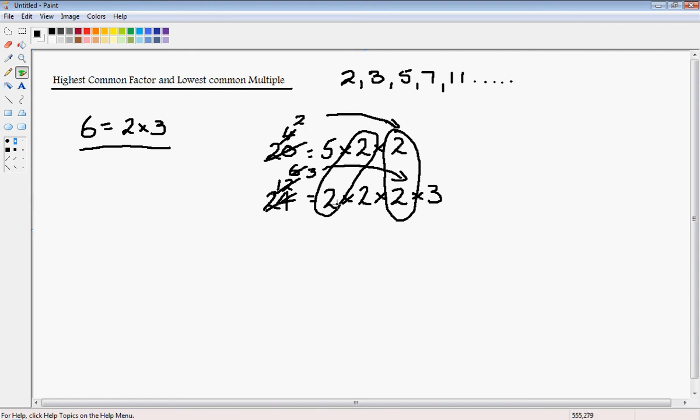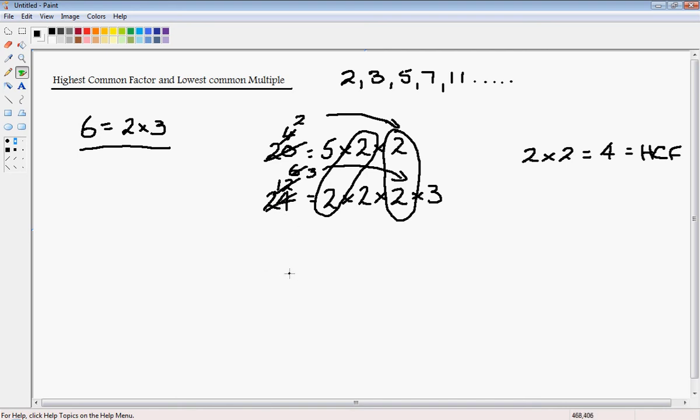So we can see that 2 times 2 happens on both lines. So that gives us 4. So that's our highest common factor. Okay, it's the largest number that will divide into 20 and 24.